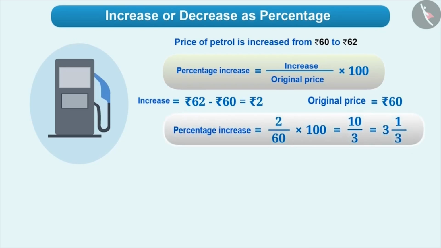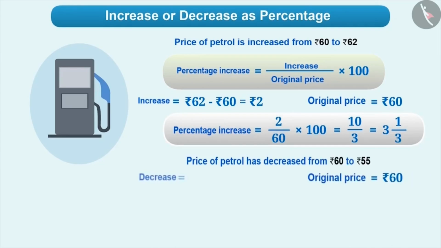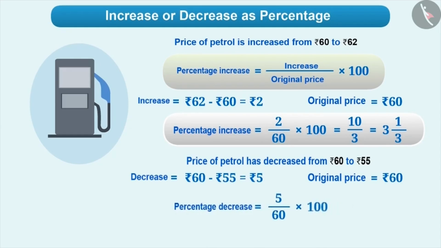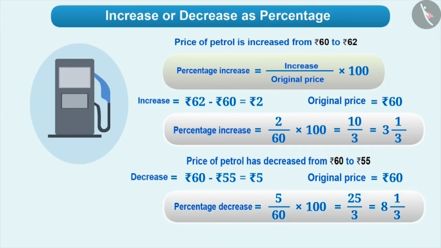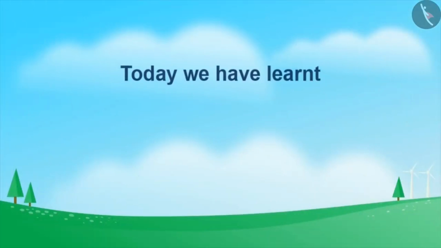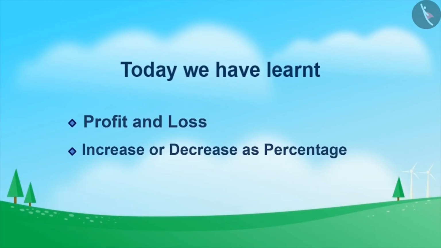Similarly, suppose the price of petrol has decreased from 60 to 55. Then here, the original price will be 60 and decrease is 60 minus 55, which is 5. So percentage decrease is 5 by 60 into 100, which is 8 1/3. Remember that increase or decrease as percentage is always obtained on the original price. Today, we have learnt profit and loss.